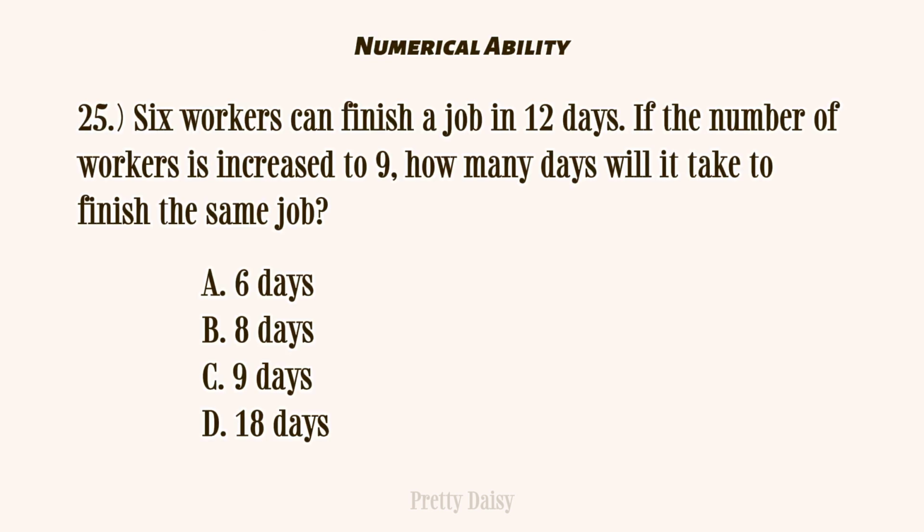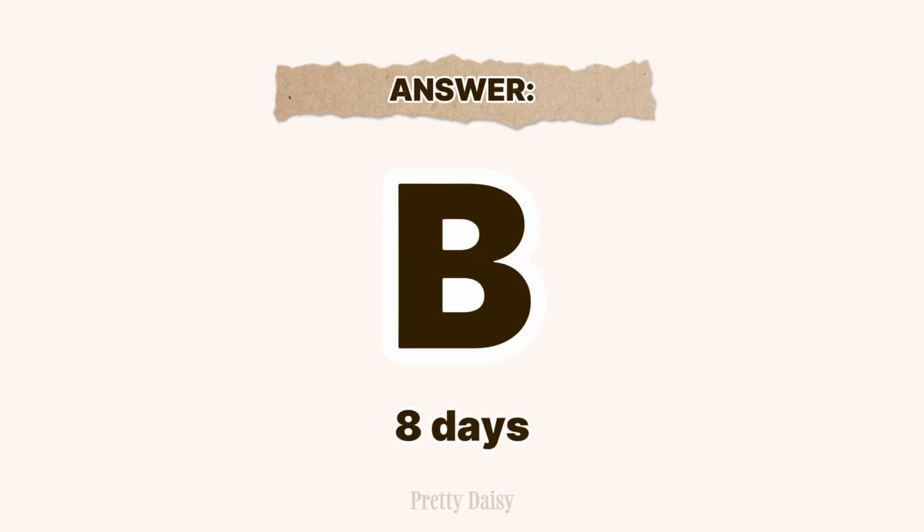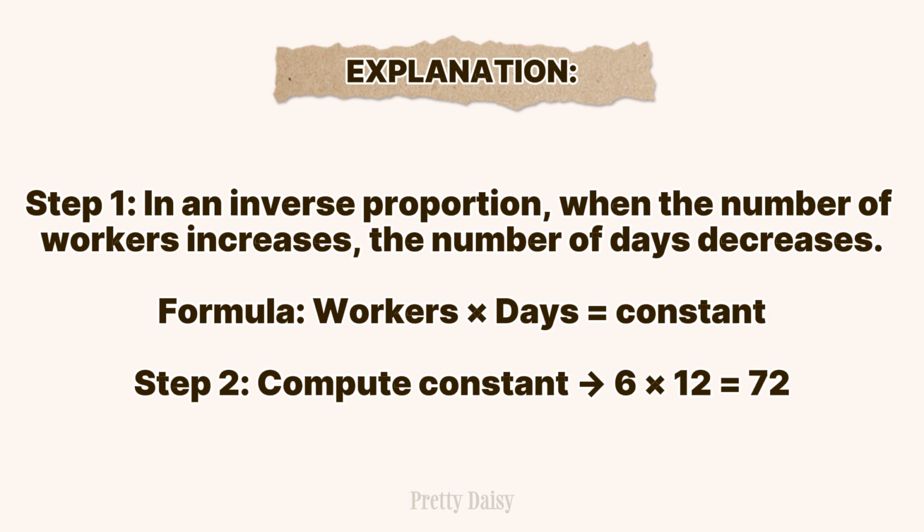25. 6 workers can finish a job in 12 days. If the number of workers is increased to 9, how many days will it take to finish the same job? A. 6 days. B. 8 days. C. 9 days. D. 18 days. Answer: B. 8 days. Step 1.